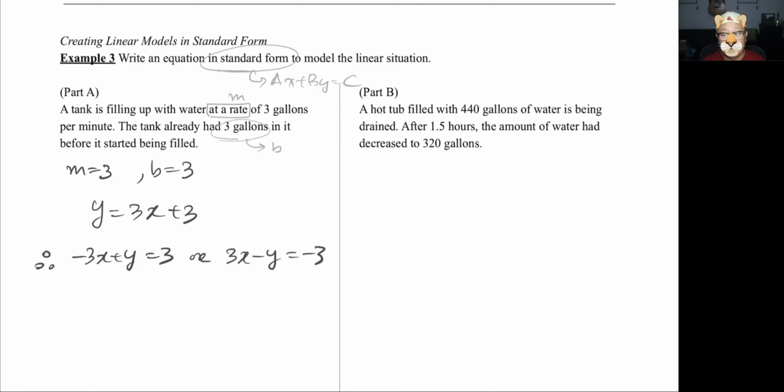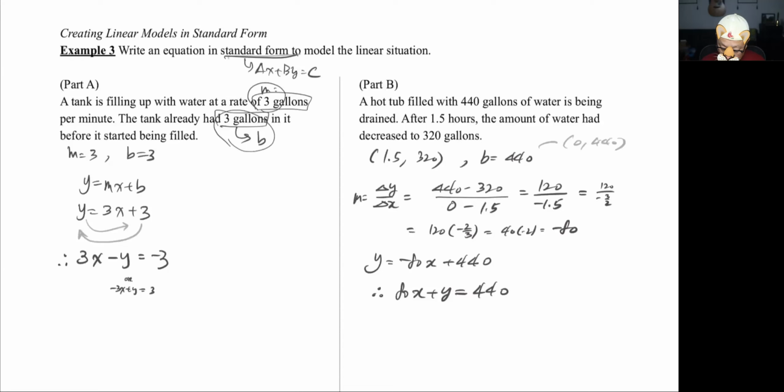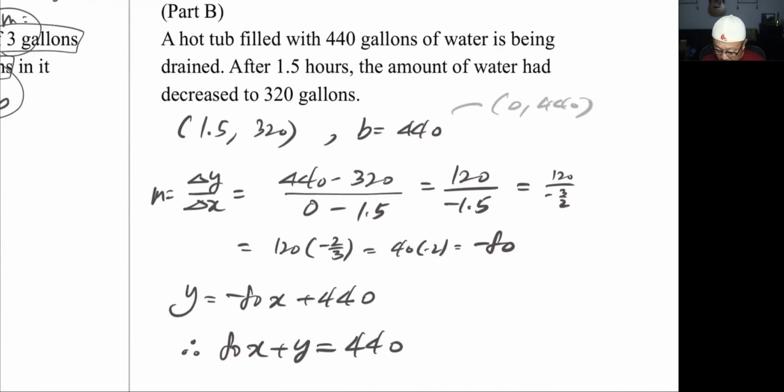Okay, guys. Why don't you try part B on your own? Okay. Here it is. Are you ready? Here's part B. Let me zoom that in a little bit. There you go. Now, in this particular case, a hot tub filled with 440 gallons of water is being drained. Oh, okay. So it already has 440 gallons, but it's being drained. So 440 becomes the starting value, which is the initial value, which means the y-intercept. An hour and a half later, it decreases to 320 gallons.